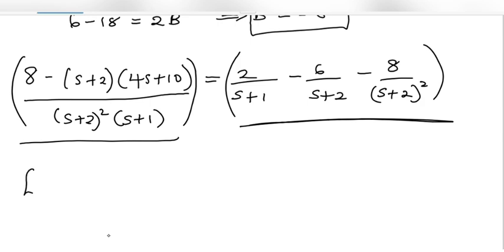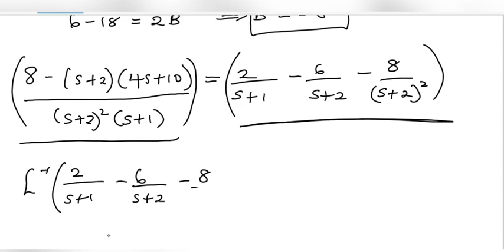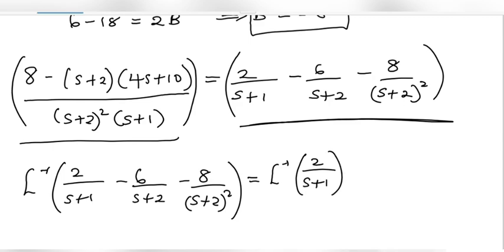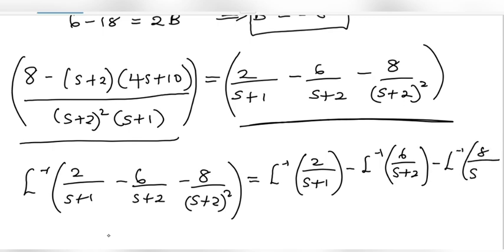So the Laplace inverse of 2 over (s plus 1) minus 6 over (s plus 2) minus 8 over (s plus 2) all squared. By linearity, this is simply the Laplace inverse of 2 over (s plus 1) minus the Laplace inverse of 6 over (s plus 2) minus the Laplace inverse of 8 over (s plus 2) squared.